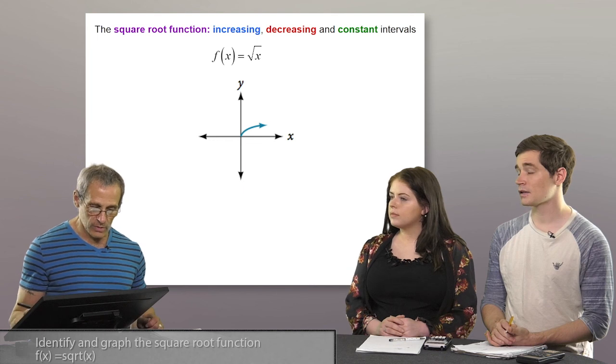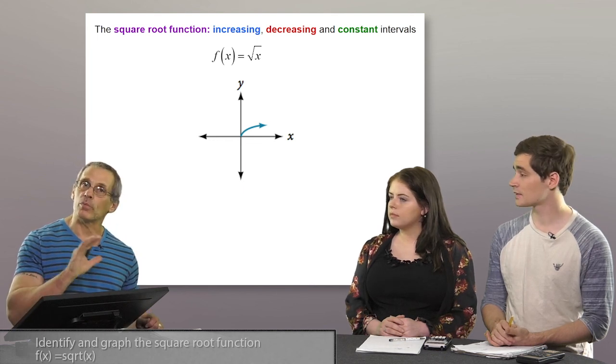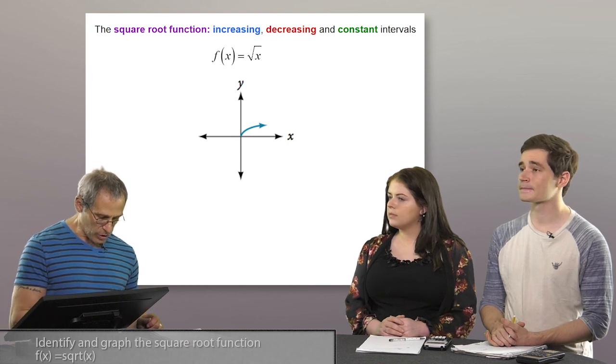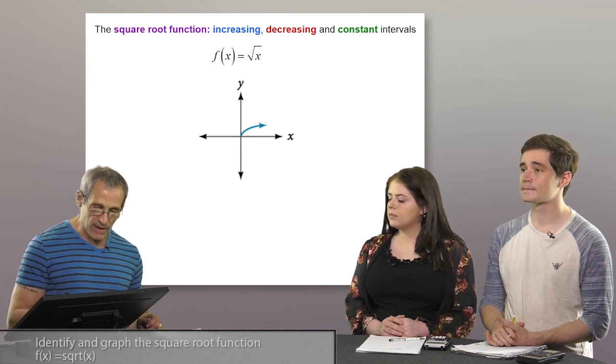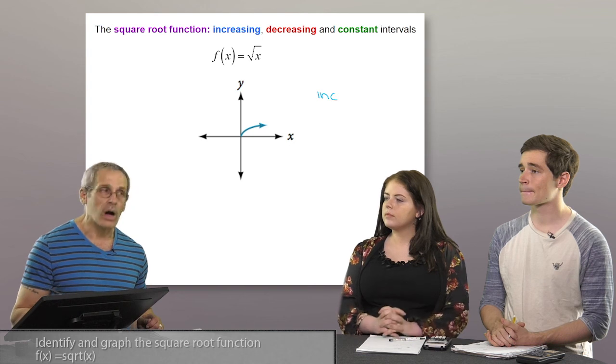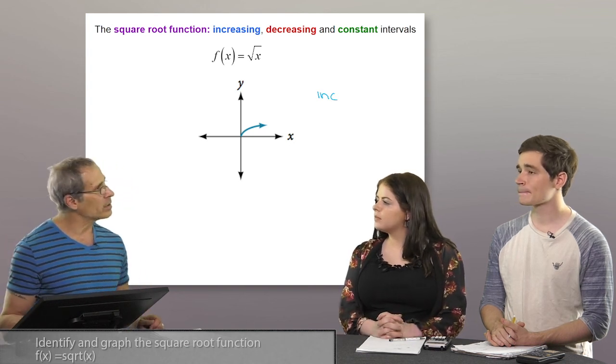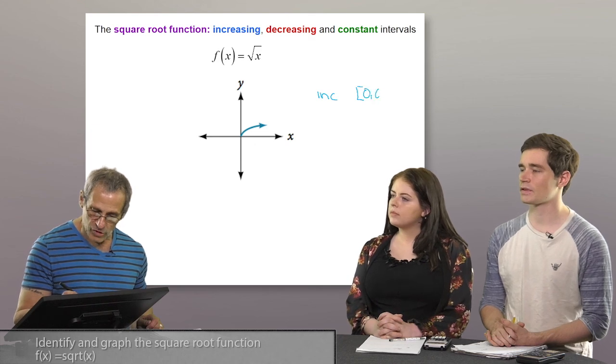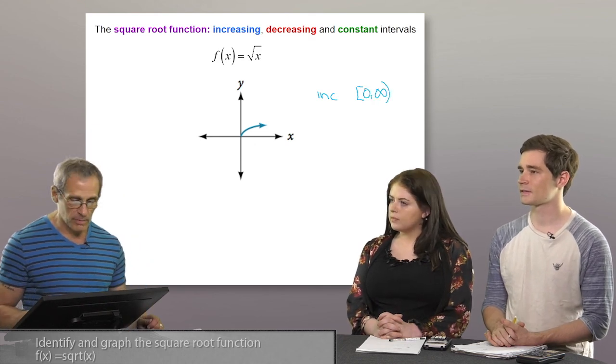It looks like it's always increasing. When you look from left to right, the graph's going up. So we're going to say our graph is increasing on its domain. What was its domain? It was bracket 0 to infinity parenthesis. Perfect job.